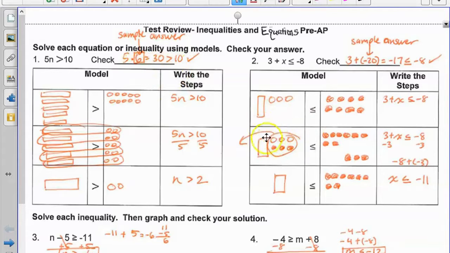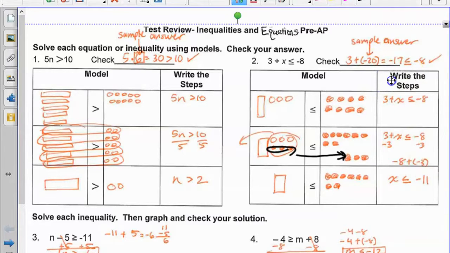Over here, the big difference is I don't have 3 x bars. There's only 1 x and a positive 3. To get rid of positive 3, I put a negative 3. So negative 3 here, I add negative 3 here as well. So what I'm doing is this exact same amount right here is also going over here. So kind of think about why that's there. Nothing cancels here, so I get x is less than or equal to negative 11. Plug in a number like negative 20, it stays true.